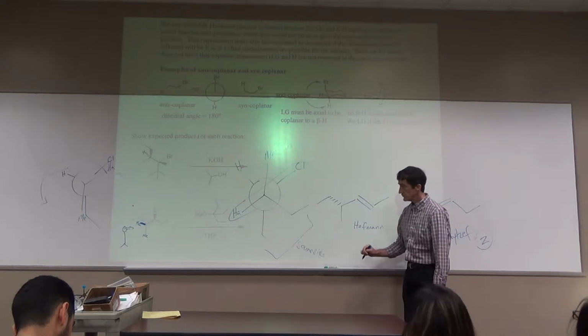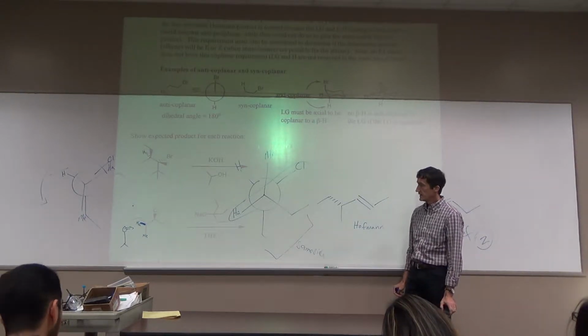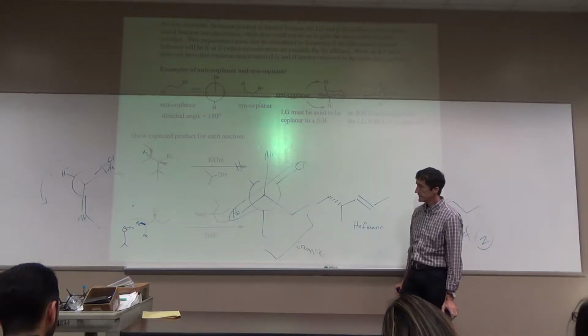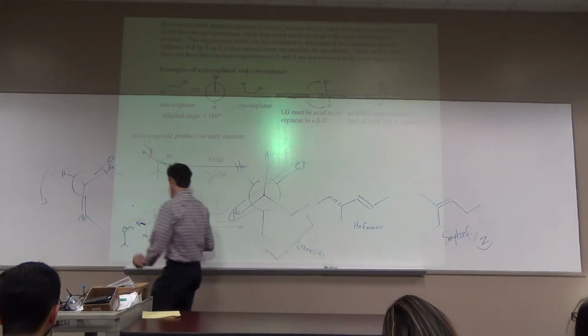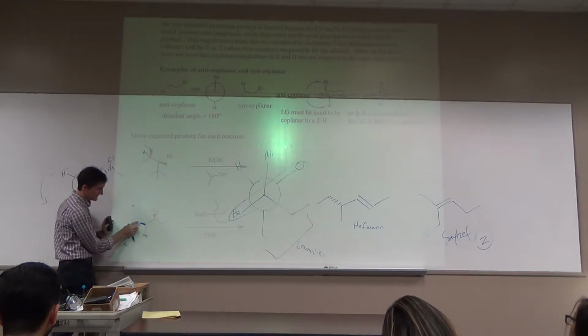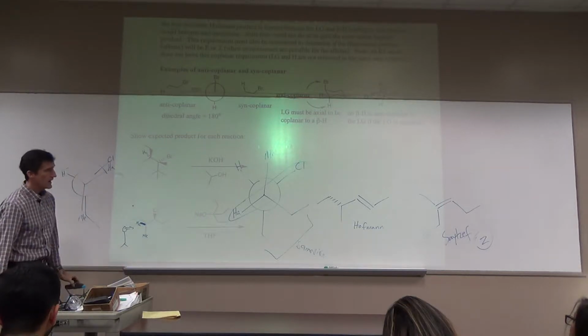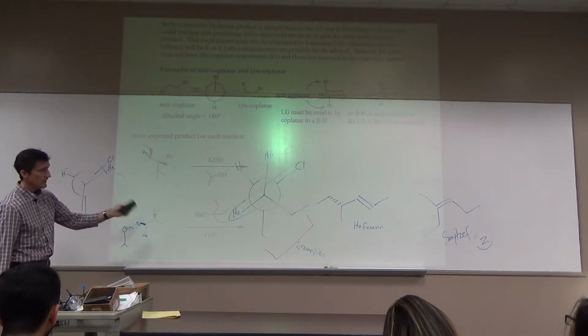This base is going to favor more the Hofmann. It's very sterically hindered, making these H's more accessible. Well, this H is buried between these two groups. So Hofmann, Zaitsev.